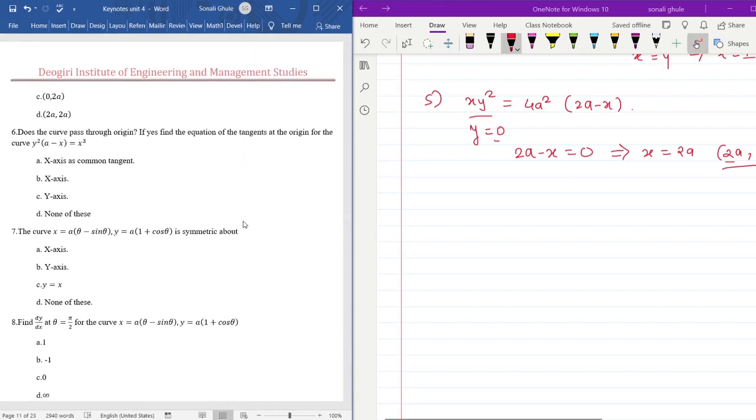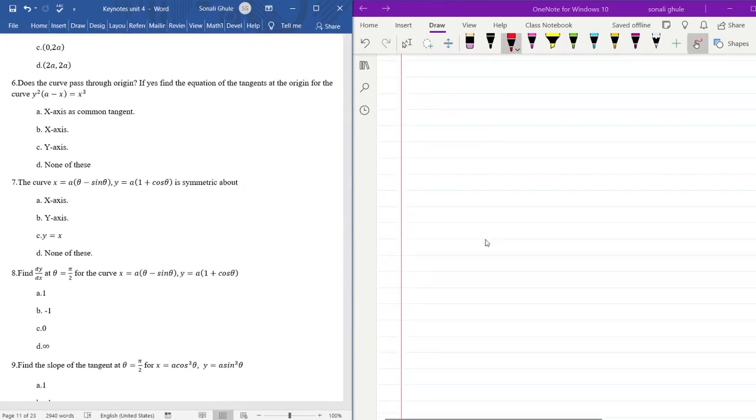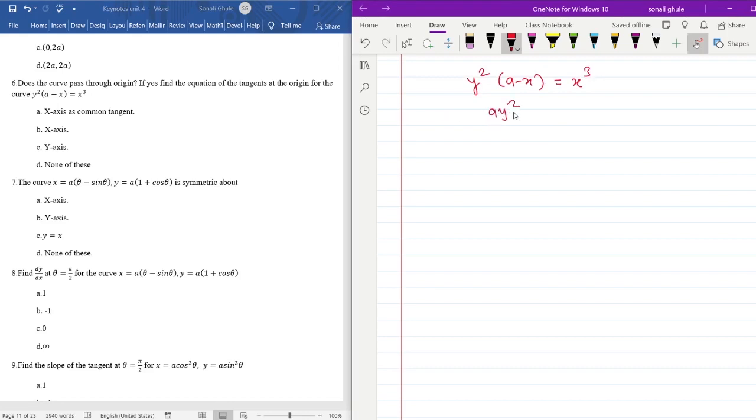Then for the next example, that is our sixth example here. Does the curve pass through the origin? See how to check. Put here x and y as 0. And if you see, it satisfies the equation. And (0, 0) satisfies the equation, therefore the curve passes through the origin. Next, find the equation of the tangent at origin for the curve. Now this is the equation given to you. And we are supposed to find the equation of the tangent at origin. So as I told you, you have to find the lowest degree term.